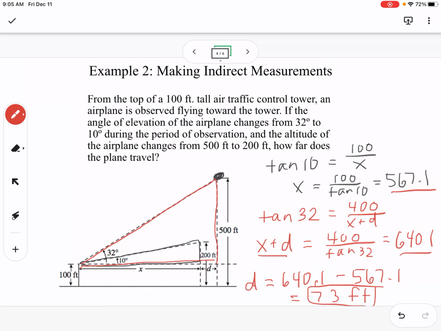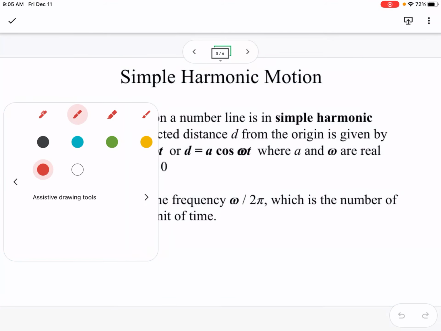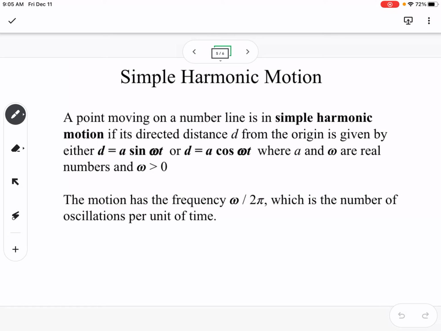Our next one is talking about simple harmonic motion. A point moving on a number line is in simple harmonic motion if its directed distance d from the origin is given by either d equals a sine of omega t or d equals a cosine of omega t, where a and omega are real numbers and omega is greater than 0. The motion has the frequency omega over 2 pi, which is the number of oscillations per unit of time.